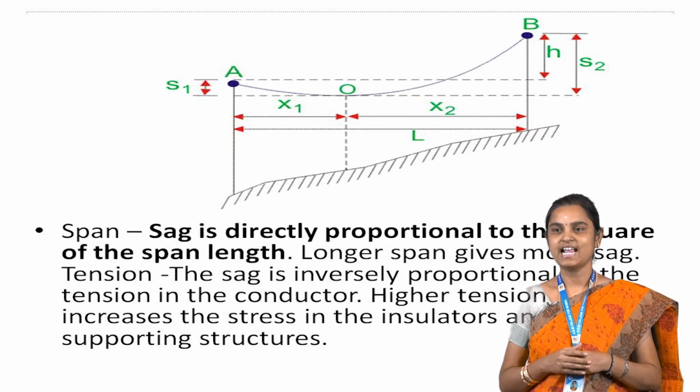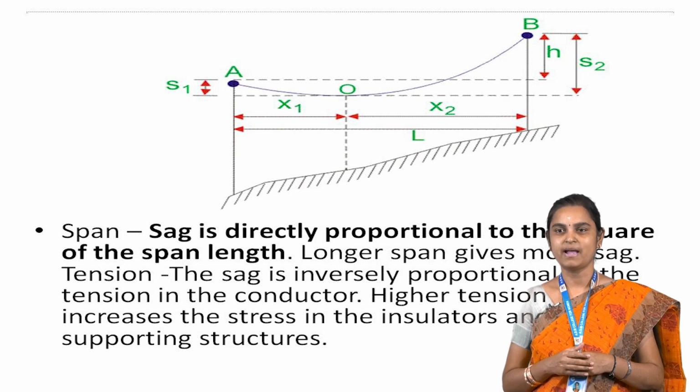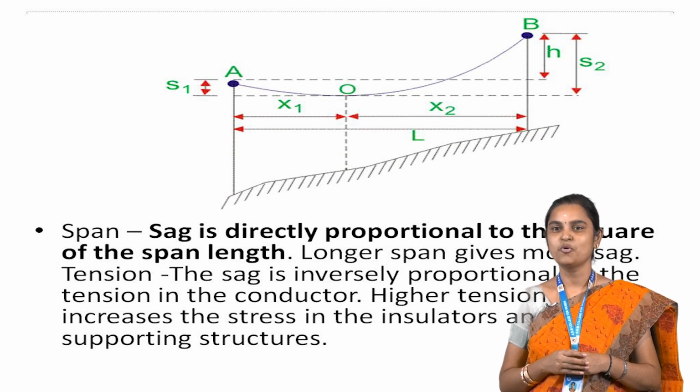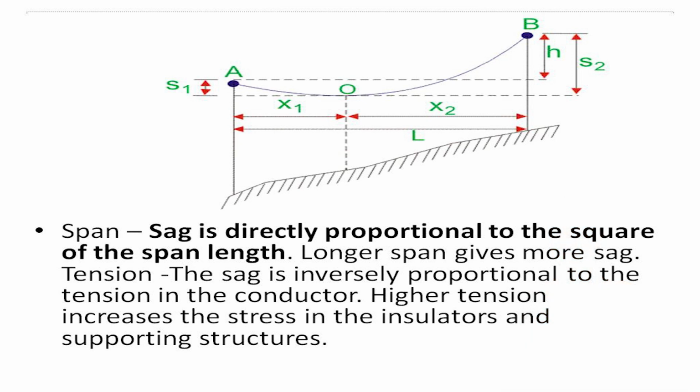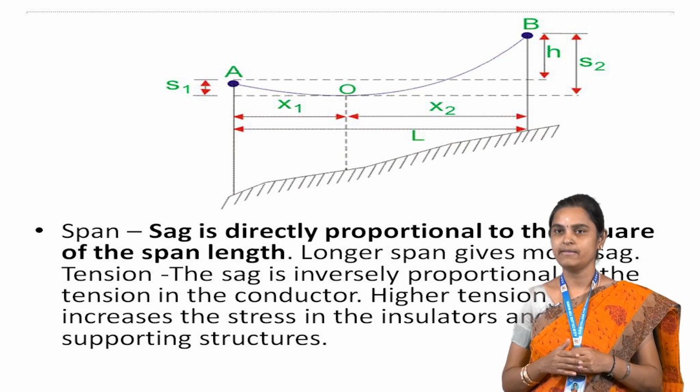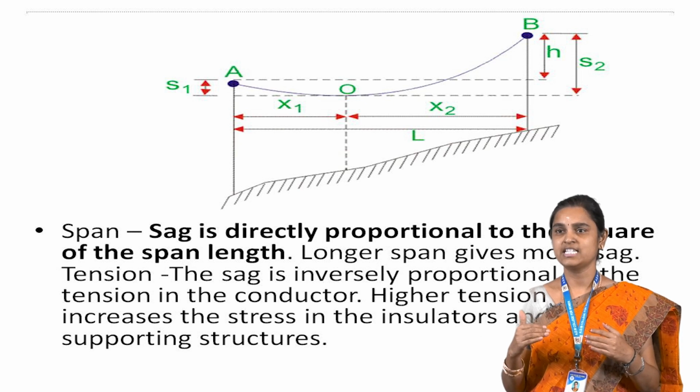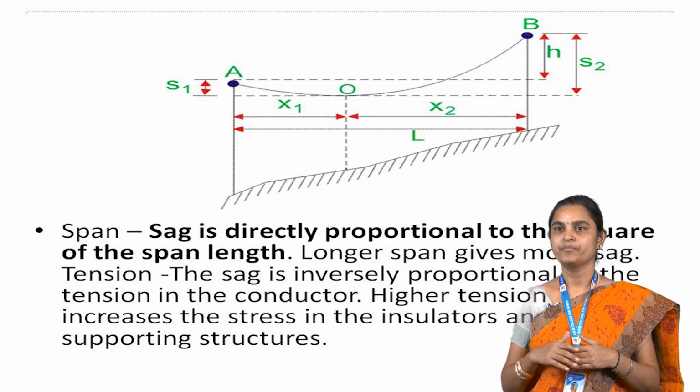Span. Sag is directly proportional to the square of the span length. Longer span gives more sag. Tension. The sag is inversely proportional to the tension in the conductor. Higher tension increases the stress in the insulators and supporting structures. In this diagram, we can see A and B are not in the same horizontal line. A and B are at two different heights. So here H is the height and O is the center point of the string AB. Next.